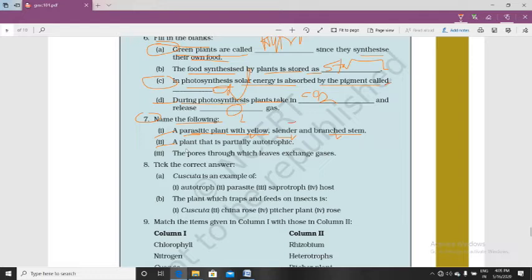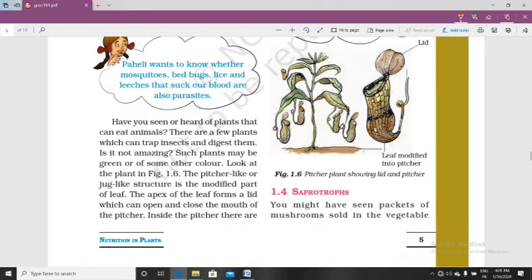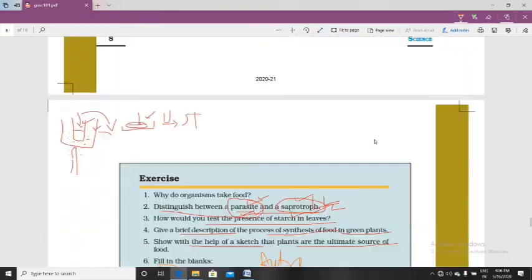Next question is 2. A plant that is partially autotrophic. Remember, the plant that is partially autotrophic is the pitcher plant, because it has green leaves and can do photosynthesis, but it has a deficiency of nitrogen, and for that it traps insects through its jug-like structure, called the pitcher. This is a modification of the leaf, where it traps insects and absorbs their nitrogenous compounds. So they are partially autotrophic.